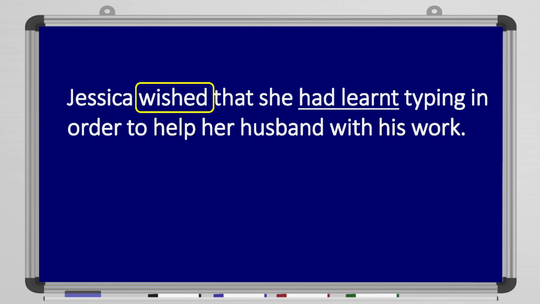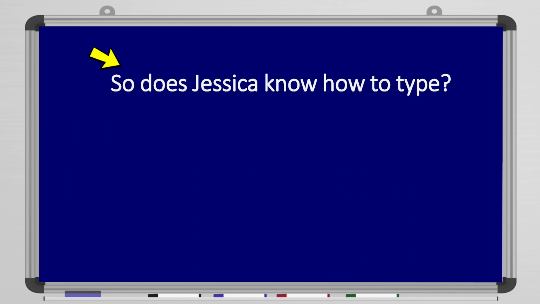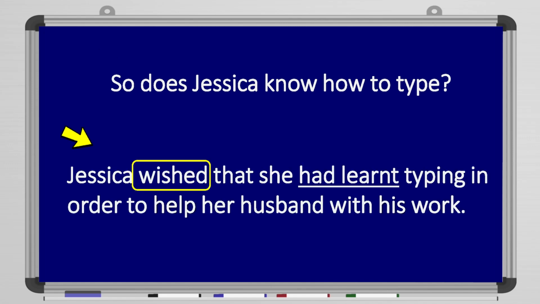For example, Jessica wished that she had learned typing in order to help her husband with his work. Notice wished is in the past. She had learned. So had plus the verb in what tense? In the past participle. So does Jessica know how to type? Do you think she knows? She's wishing for it. No. Jessica wished that she had learned typing in order to help her husband. So we can assume that she does not know how to type.